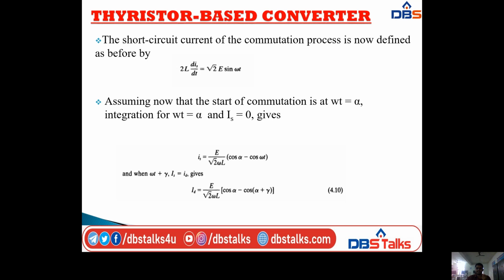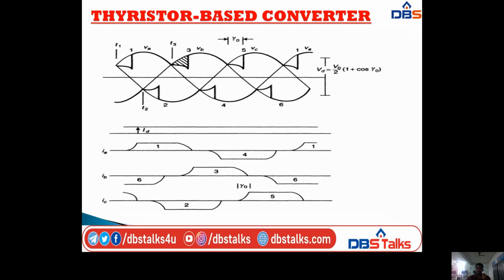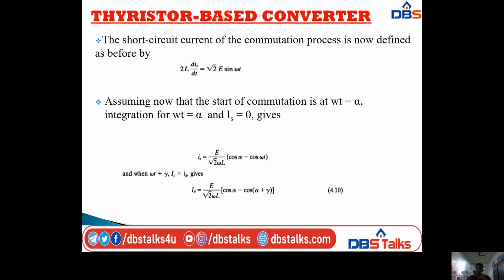So here the short circuit current of the commutation process is not defined as before by 2 into L into di1 by dt equal to root 2 E sin omega t. Actually this equation came in the previous concept also.